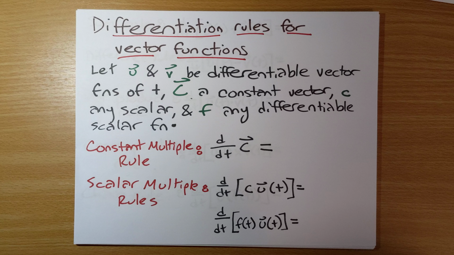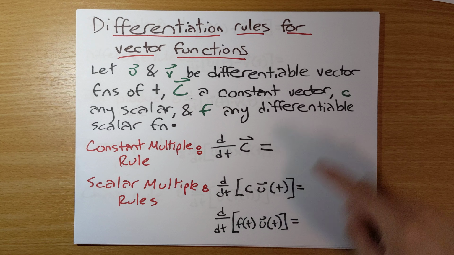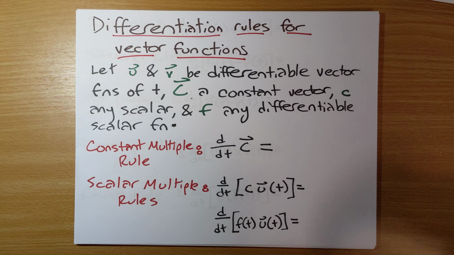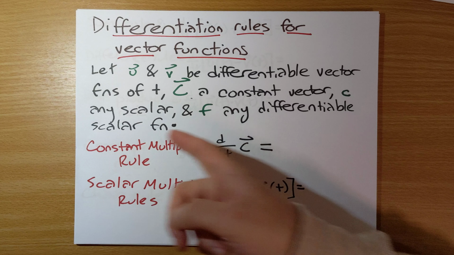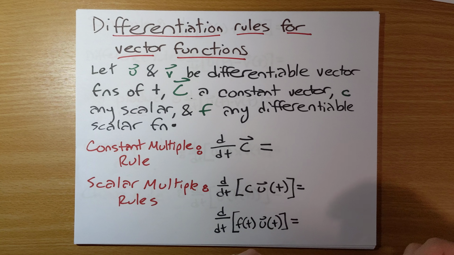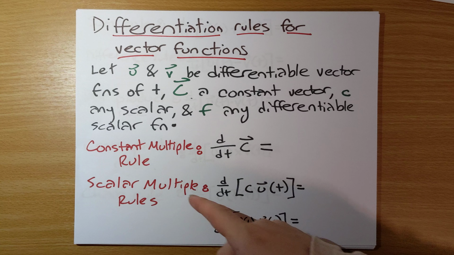So let u and v be differentiable vector functions of t. C be a constant vector. So C is just composed of numbers, 1 times i hat plus 2 times j hat plus 3 times k hat, something like that. No t dependence. Little c here is any scalar, just like 5. And f is any differentiable scalar function. So by that, f of t is equal to t squared plus 1. There's no i hat, j hat, k hat stuff going on here. So what are our rules?